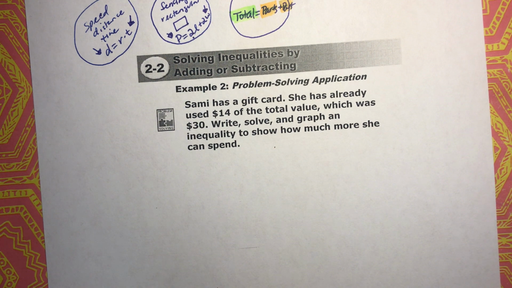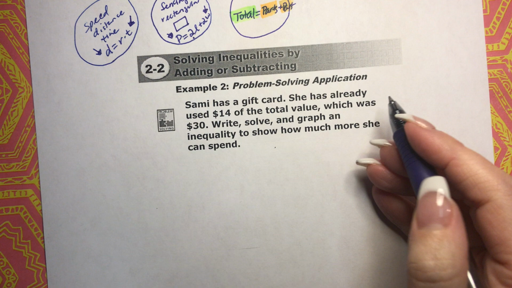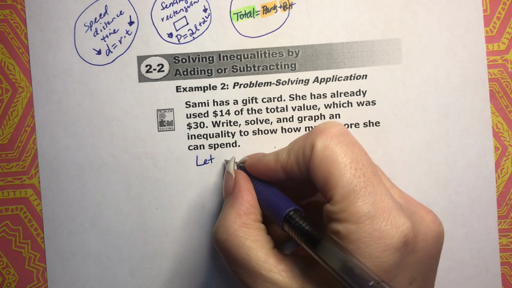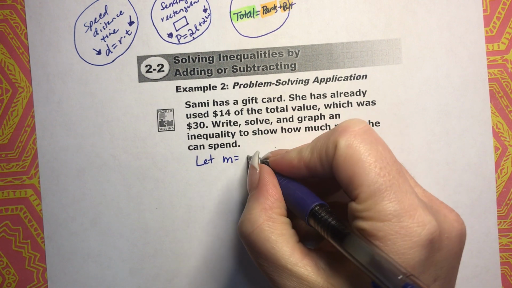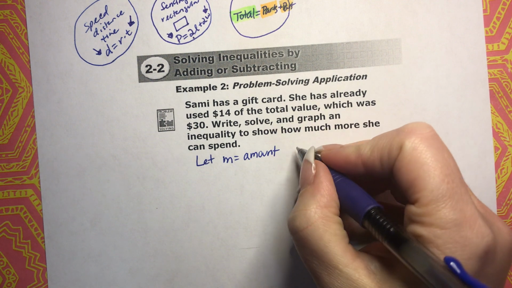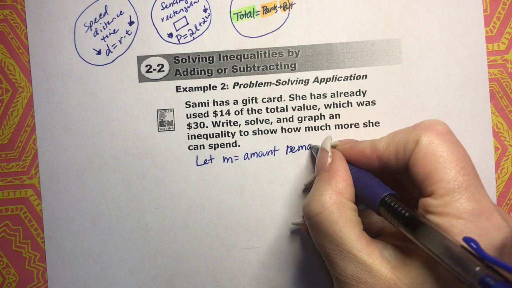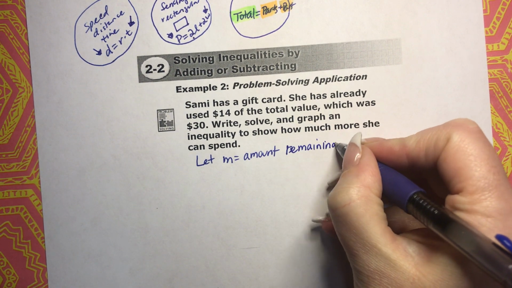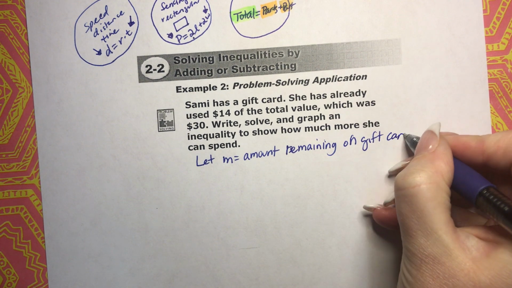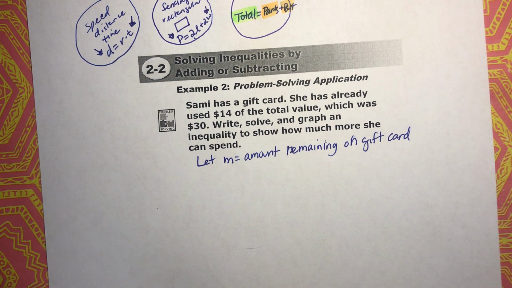Okay? So I'm just going to say let M equal the amount left, or the amount remaining would probably be better. Amount remaining on gift card. That's what we're trying to figure out. Okay? All right. So we'll call that M.